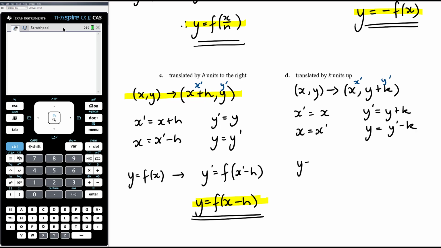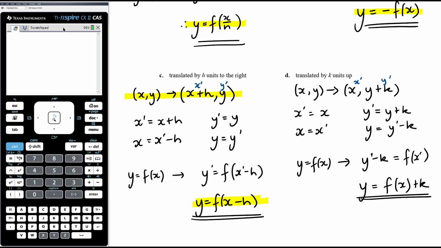And then we find that y equals f of x will become, we replace y with y dash minus k, and we replace x with x dash. And we can lose the dashes and make y the subject. So it is f of x plus k.